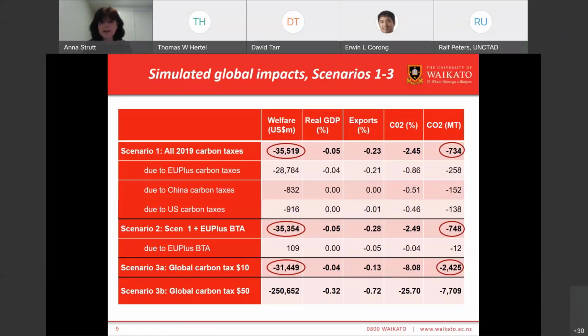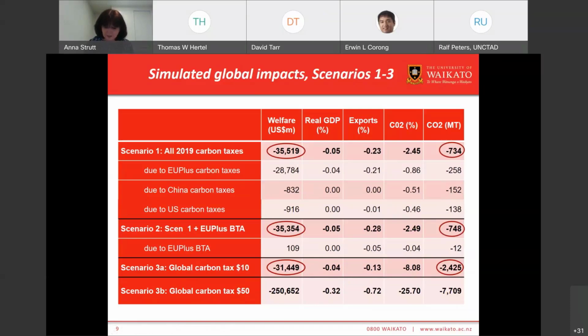I'd also make the comment that in terms of welfare, the EU drives a lot of those results. So more than 80% of those welfare results are driven by the EU carbon taxes that we model. However, they only drive around about a 35% change in the carbon emissions. Whereas for China, it's having a smaller impact on global welfare, but a much larger relative proportion on global emissions. So for China, the impact on global emissions is about 21%, but it's only about 2% of the welfare impact. And perhaps this is not surprising with China being a relatively intensive user of carbon.